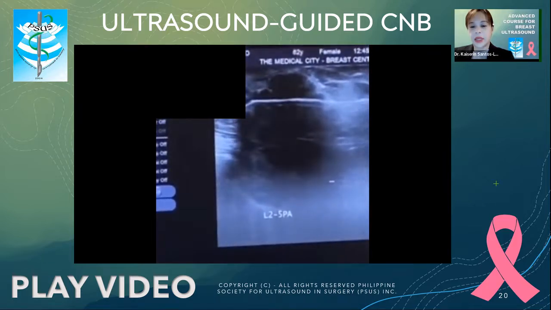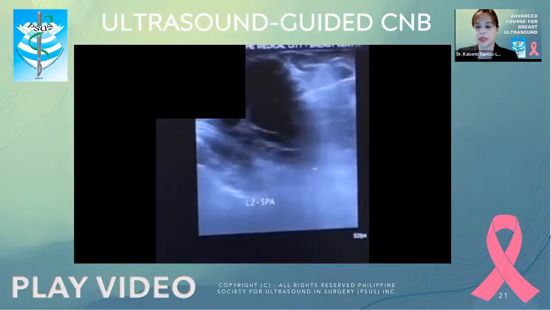Next, I will play two videos for the second percutaneous procedure offered in this advanced course, which is ultrasound-guided core needle biopsy for BIRADS 4 and 5 lesions. As mentioned, the core needle has a standard of 2 centimeter throw as it samples. It is important to emphasize the needle visualization at all times.